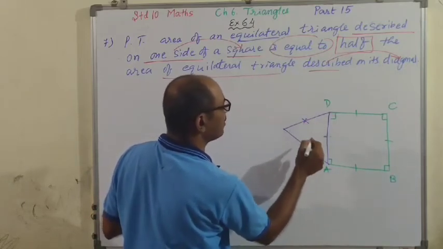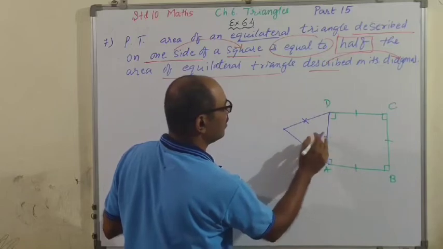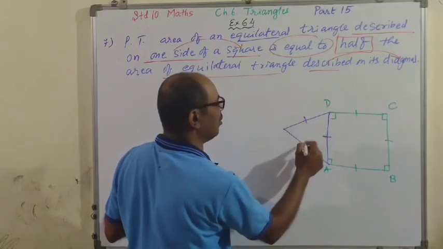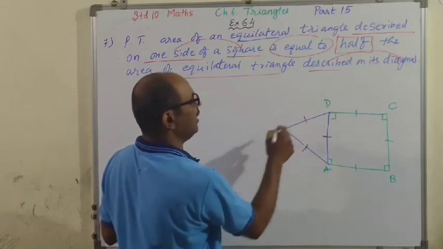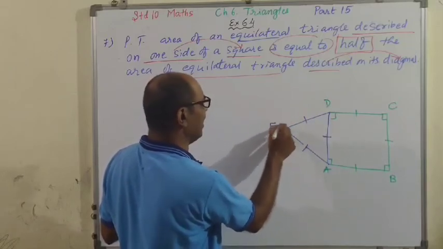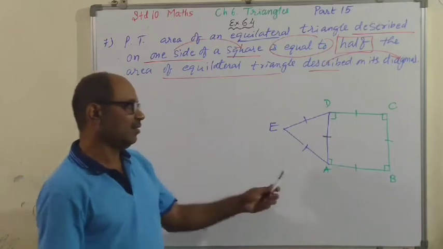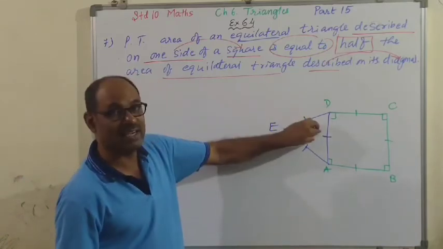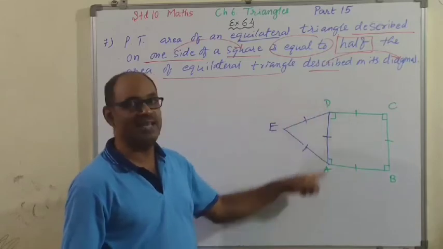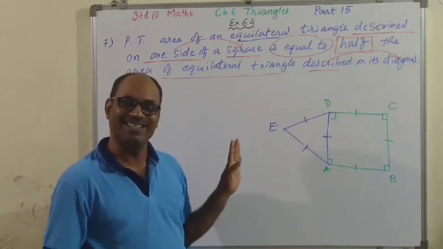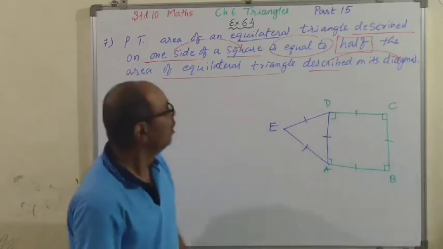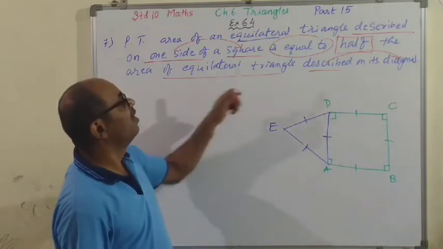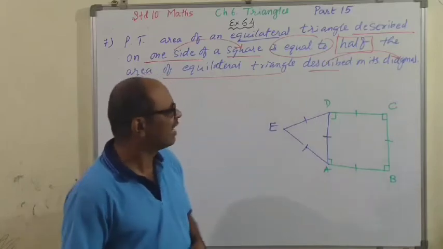This. Children, I'll make the same mark, because the mark of this side will be the same for an equilateral triangle. ABCD, E. Let me say this is E. This is triangle AED. It is an equilateral triangle described on any one side of square ABCD. Clear to you? Okay. Now, another triangle which is also equilateral but it is described on its diagonal.